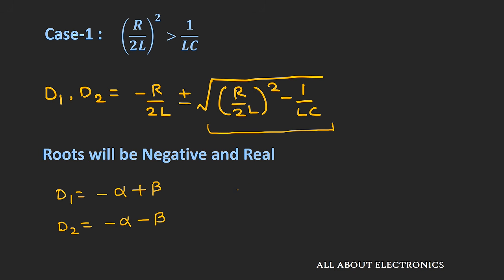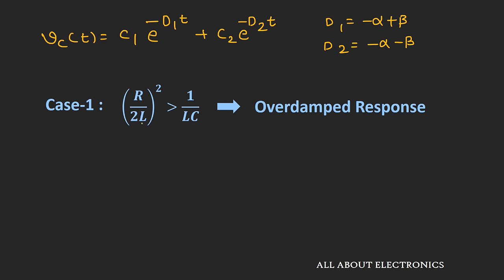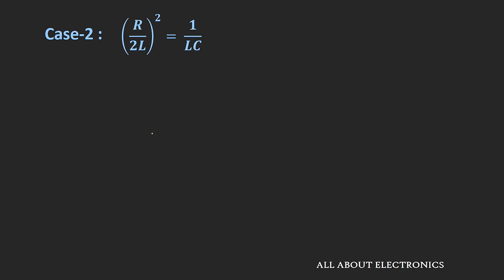Now the solution of this differential equation can be given as Vc of t equal to C1 e to the power minus D1 t plus C2 e to the power minus D2 t, where D1 is minus alpha plus beta and D2 is minus alpha minus beta. So the first case, where (R over 2L) whole square is greater than 1 over LC, the response is known as the overdamped response, and we will see more about it graphically once we discuss all the different cases.